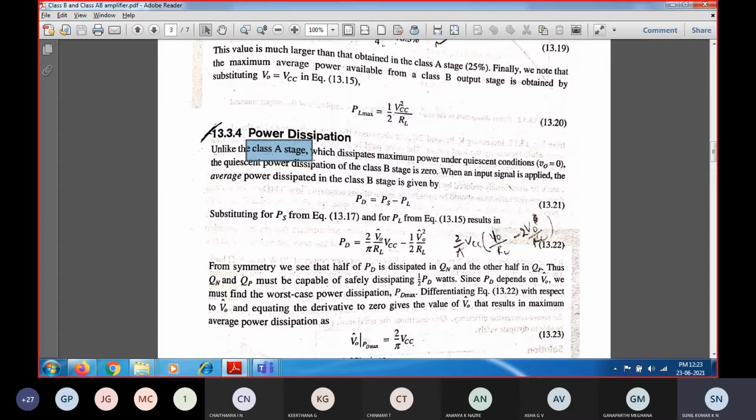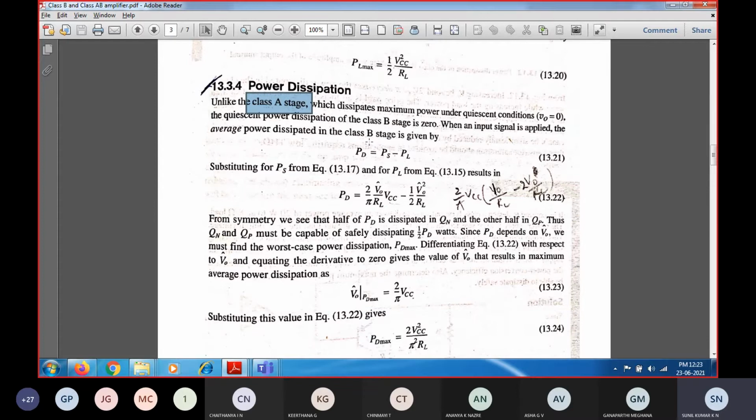So that indicates that you will not have any such power dissipation in the class B amplifier. Whenever the input signal is applied, the average power dissipation will be calculated based upon the difference of supply power and the load power. That is the power dissipation calculation: supply power minus the load power. This supply power is nothing but the DC power supply, and PL is nothing but the AC power delivered to the load. If you subtract these two, then you will be getting the power dissipation.